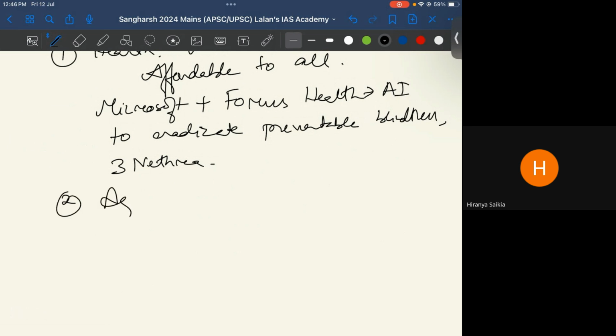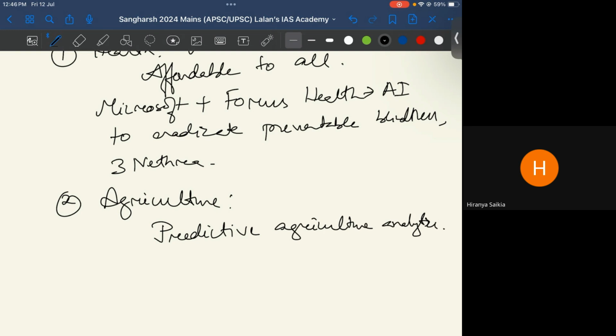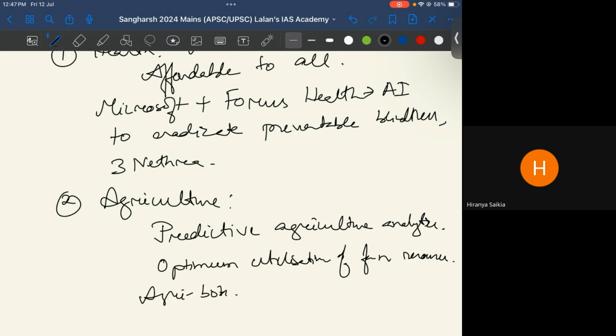Second, a major need for India is agriculture. Again, weather prediction, to understand when the right time to sow is. So basically, it requires predictive agriculture analytics, and optimum utilization of farm resources. Sensors, and nowadays agri-bots, robots for agriculture, are used. Through these we can realize ideas like doubling farmer income.